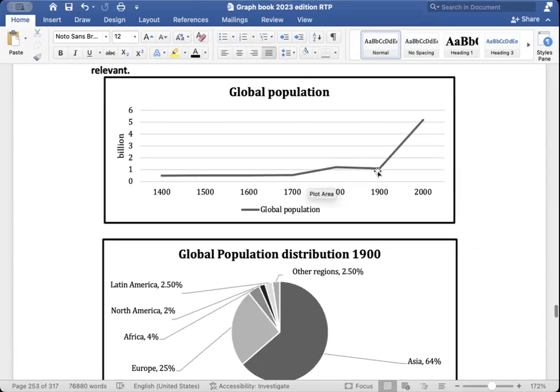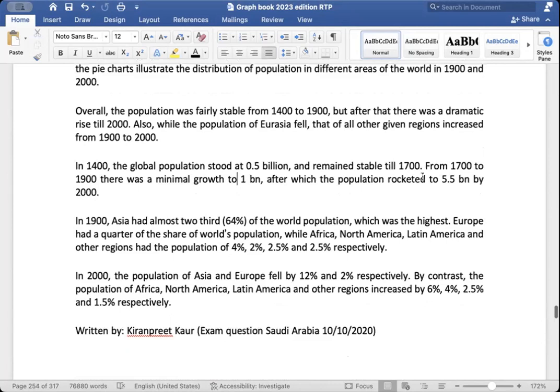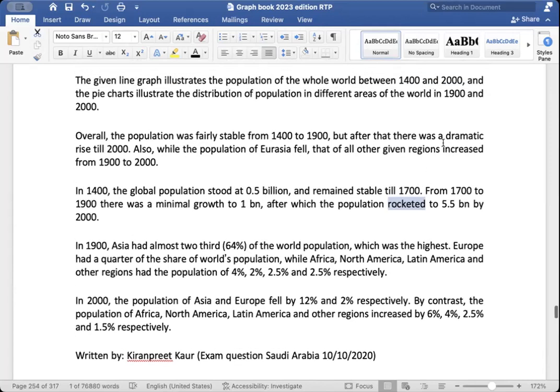But after that, I used another phrase, increased dramatically. Here I have written rocketed. Now rocketed also means the same, increased dramatically. After which the population rocketed to 5.5 billion by 2000. Rocketed is one word for increased dramatically.